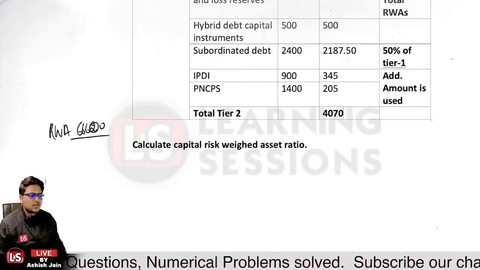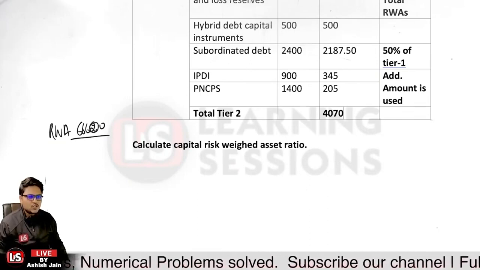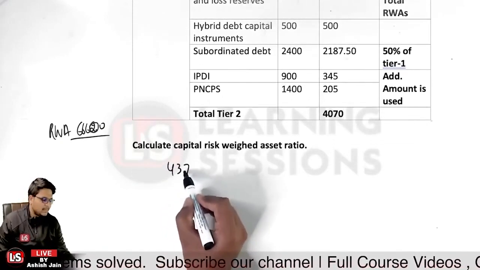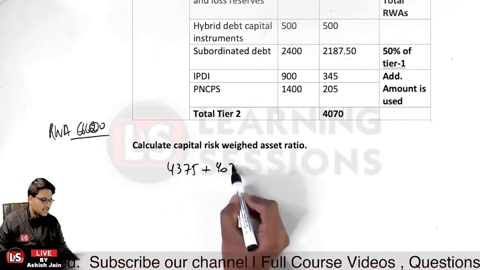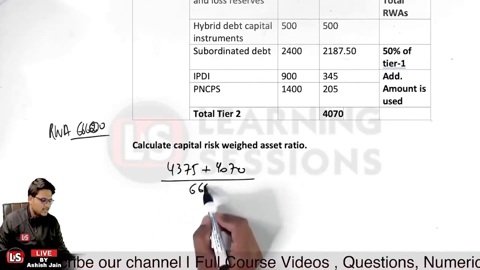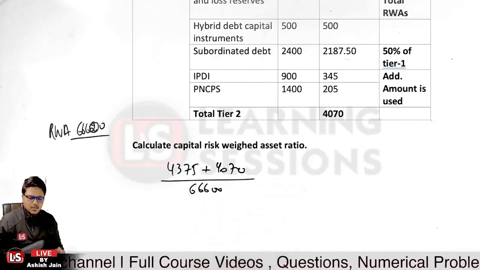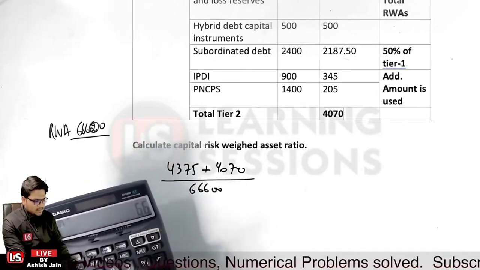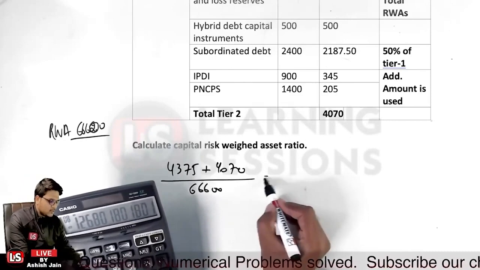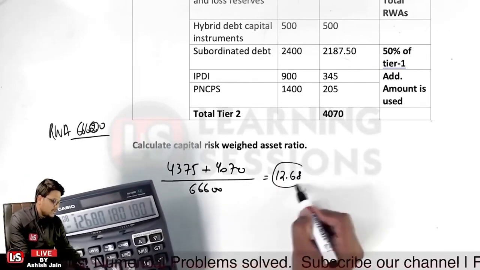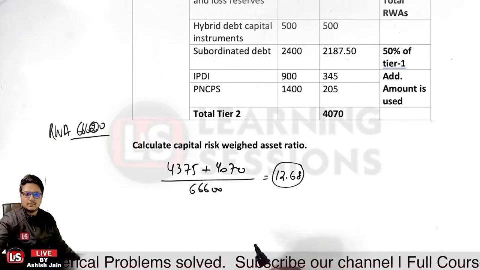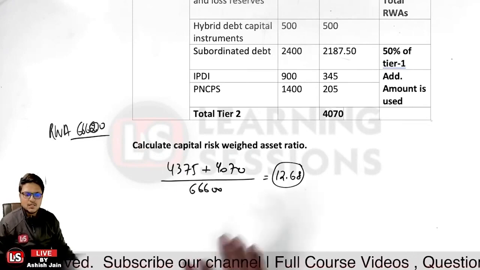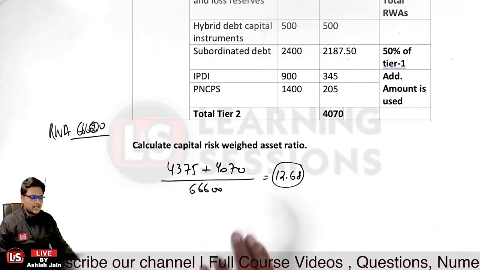So what is the formula related to the capital risk weight asset ratio? What is the total capital amount that you have calculated? It is 4375 tier 1 capital plus the tier 2 capital 4070 divided by the total risk weight assets, that is 66600. As simple as that. So it will be 4070 plus 4375 divided by 66600, and that comes out to be 12.68%. Is that particular part clear? So that is related to today's case study and today's video.